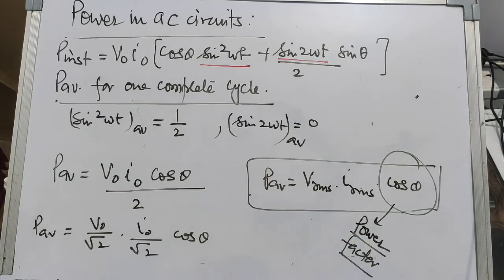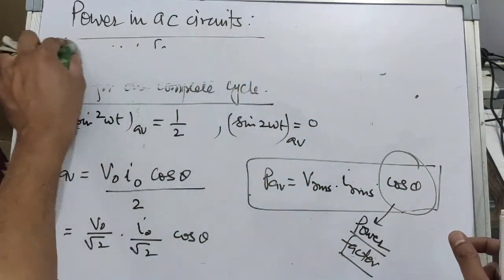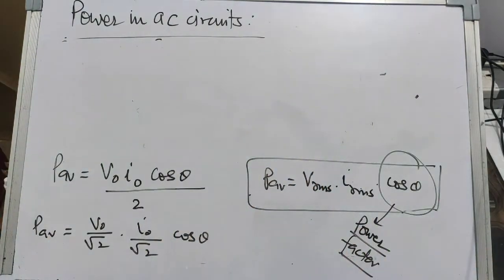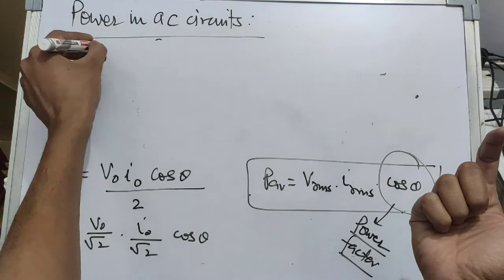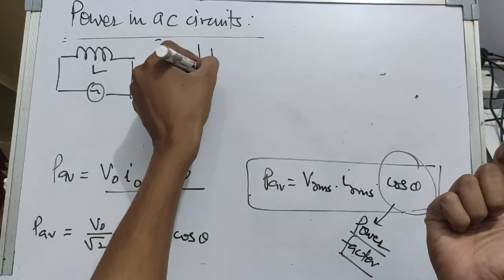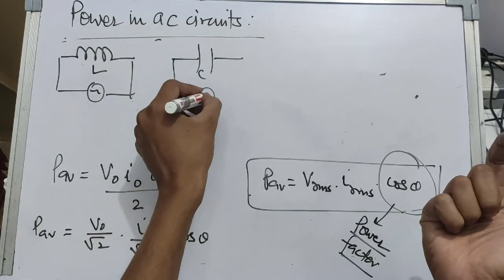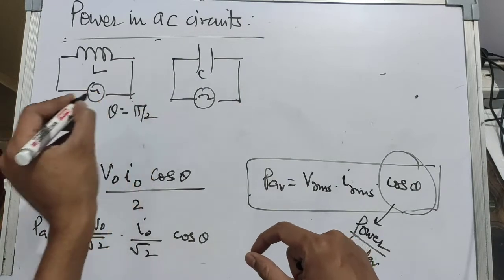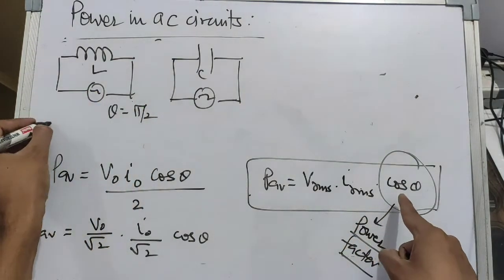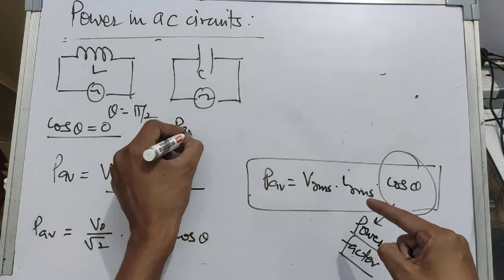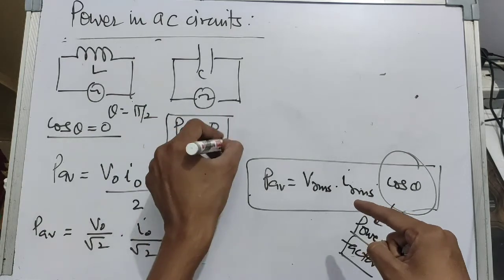Suppose we have only a capacitor or only an inductor connected to an AC source. Is it clear? In both these circuits, you will find that theta is pi by 2 between the voltage and current. So in that case cos theta will be 0, the power factor will be 0, and the average power consumed will be 0 in both these circuits.